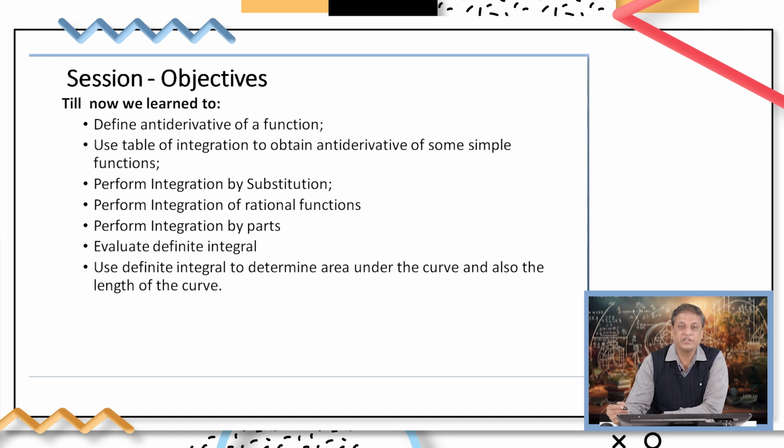what is integration by parts, rule of Eilert, and apart from this, we extended the understanding of integration to apply the integration and determine the area under the curve and length of the curves. These are some of the very important topics which were covered in our past sessions for block number 3, that is calculus.